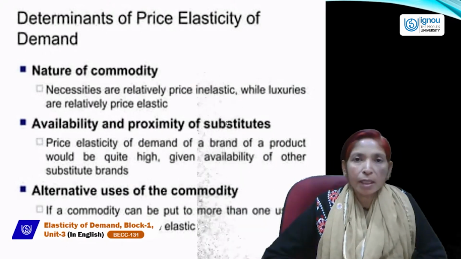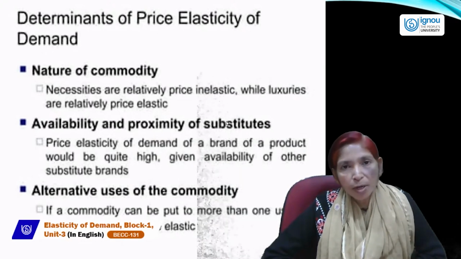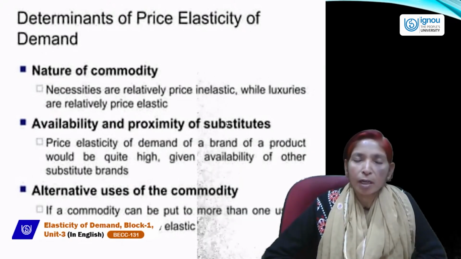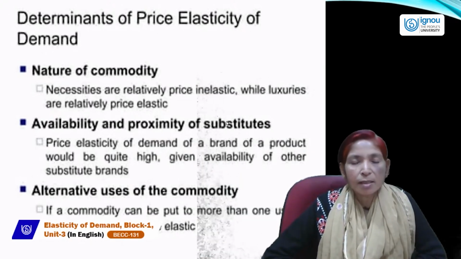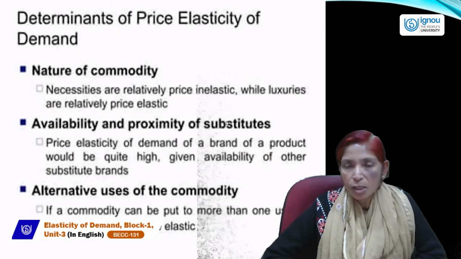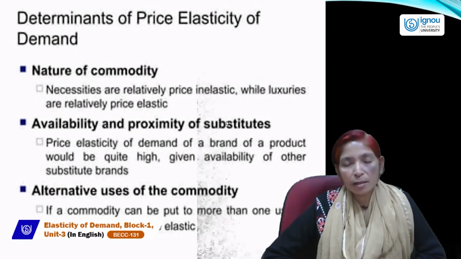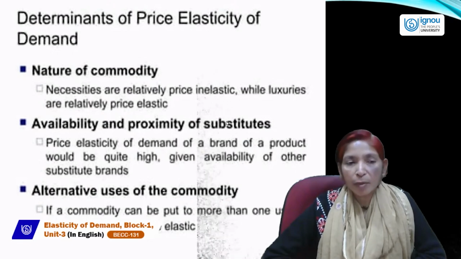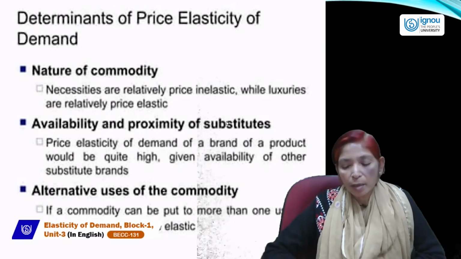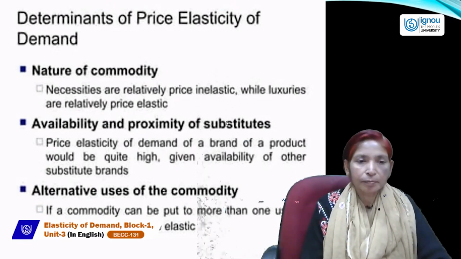The nature of commodity may be a necessary product or a comfortable product. If products are necessary, demand can't change, demand will be perfectly inelastic. And if the product is luxurious or comfortable or normal goods, then demand will be more elastic.